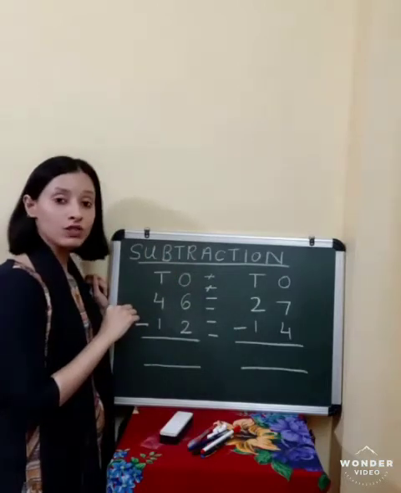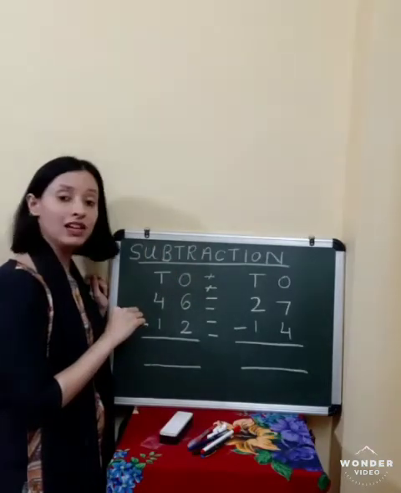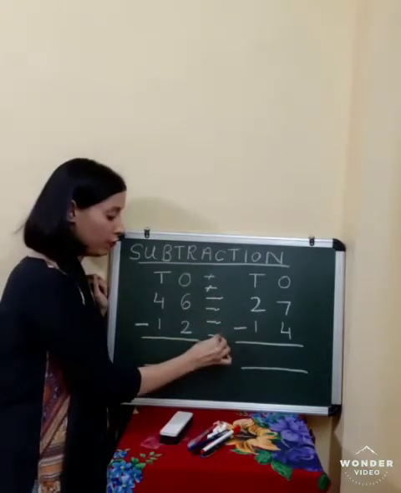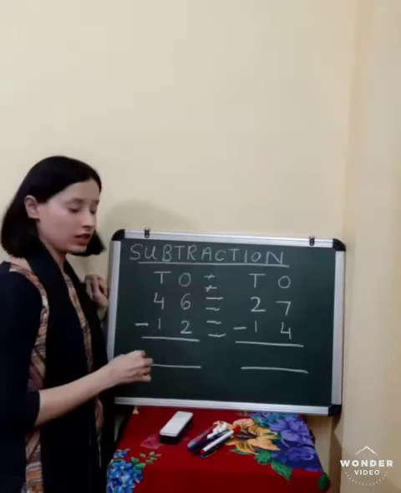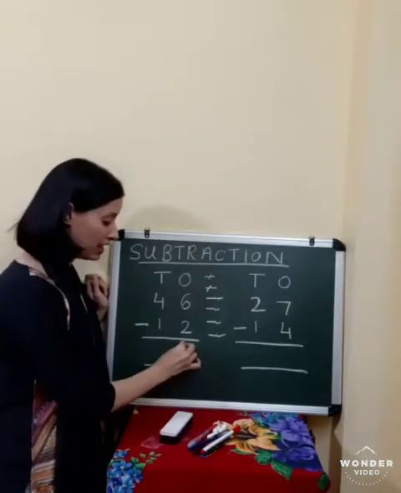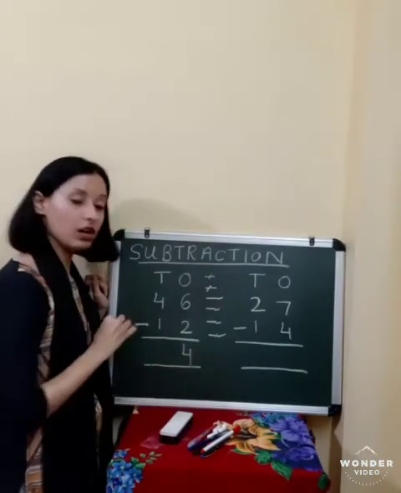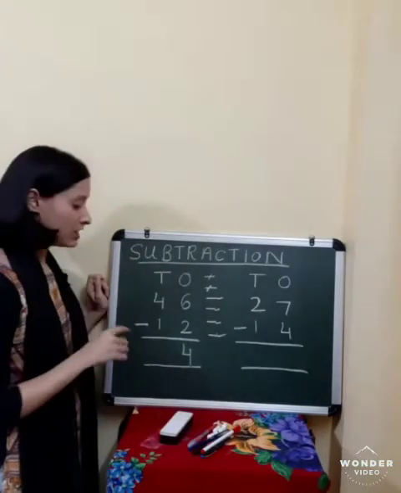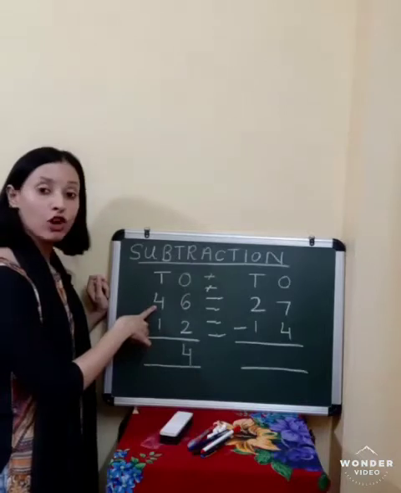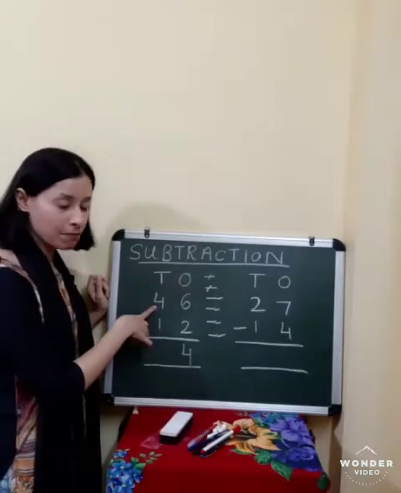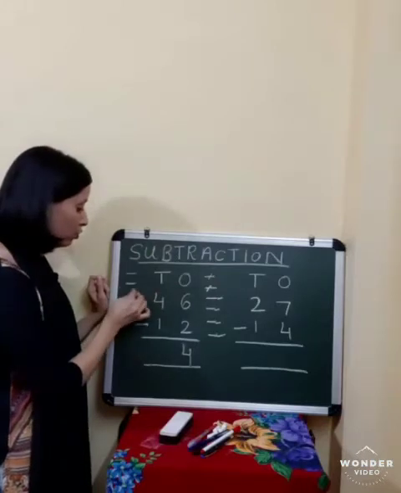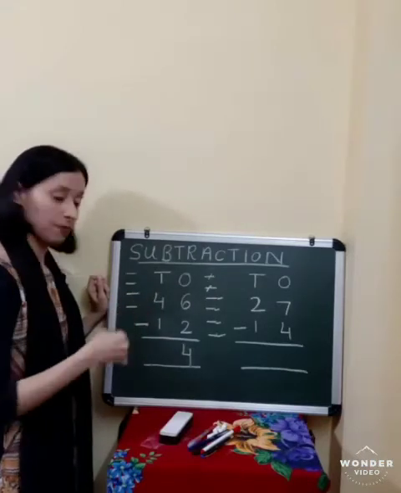Now let us count how many lines I am left with. 1, 2, 3, 4. I am left with 4 lines. So I am going to write 4 over here. Okay. Now have a look at tens place. Up you have 4. So you are going to draw 4 lines. 1, 2, 3, 4. Okay.